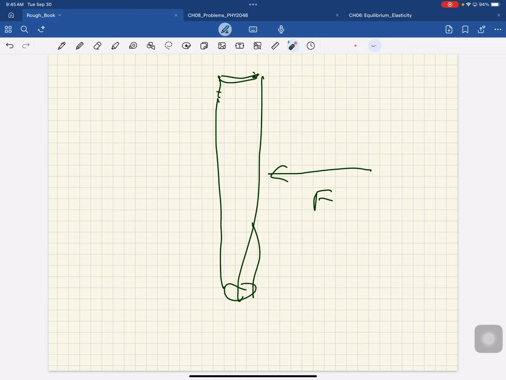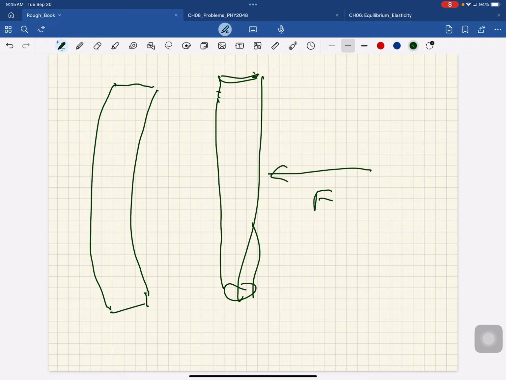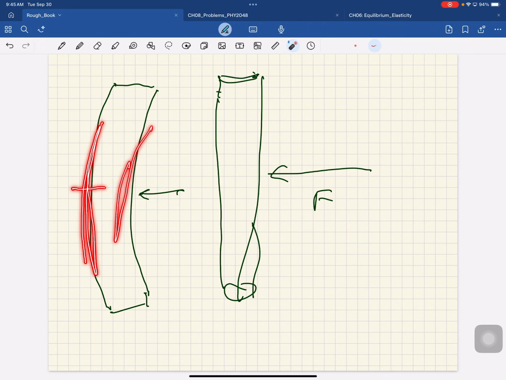Okay? Okay, so now let me draw a bent bone. You apply the force like this. What is happening to this side? This side stretched and this side compressed. So this is where the crack develops. Okay? So that's how your bone will break.